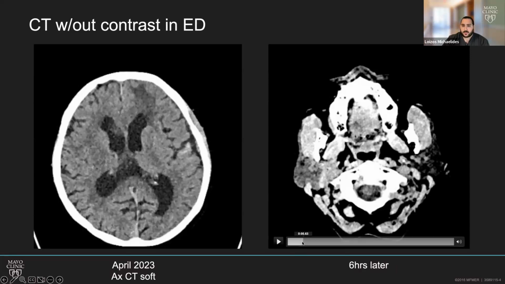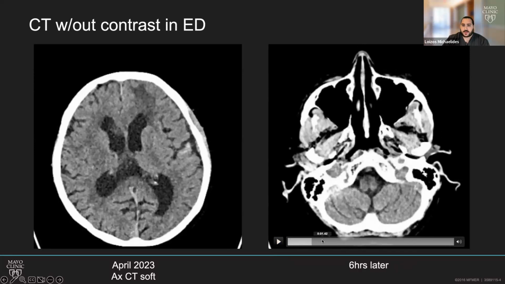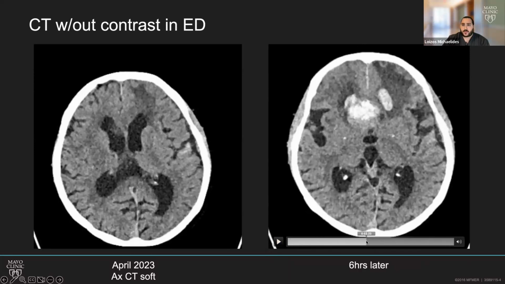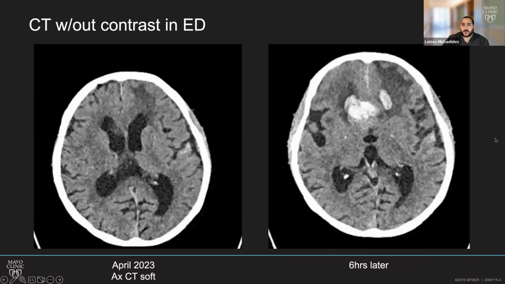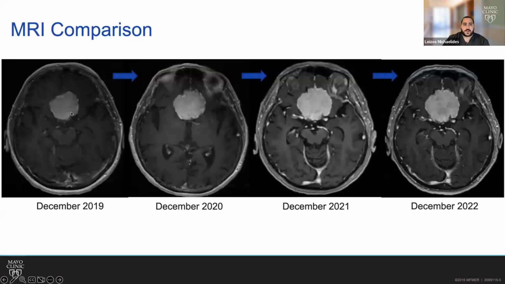This CT was repeated after 6 hours to reevaluate the bleeding. And at this point, we can also appreciate the natural progression of the lesion over the years. This is the earliest MRI that we have from December 2019. And we can appreciate some slow growth of the lesion over the years.